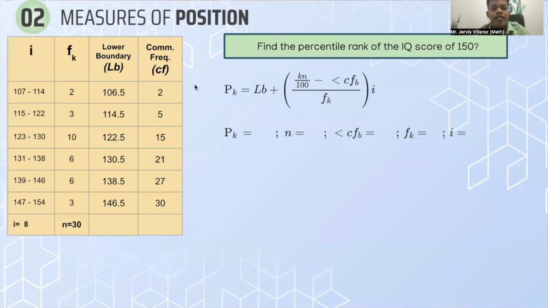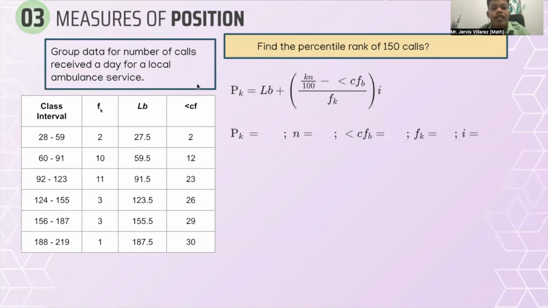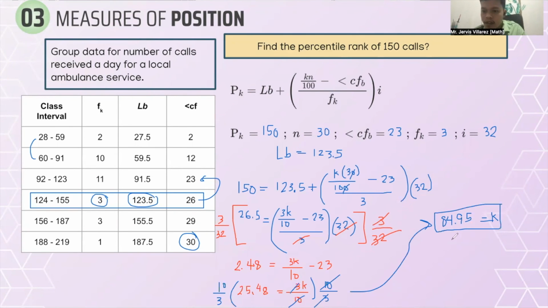Now let's have another set of data. And this time I want you to pause this video and identify first the variables and then solve for the value, or the percentile rank, of 150 calls. Therefore, 84.95%, or almost 85%, of the days receive a call of 150.